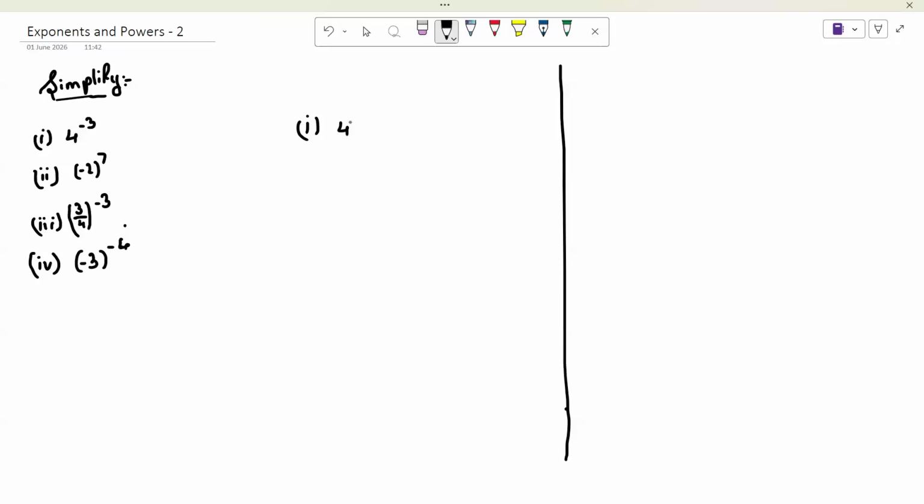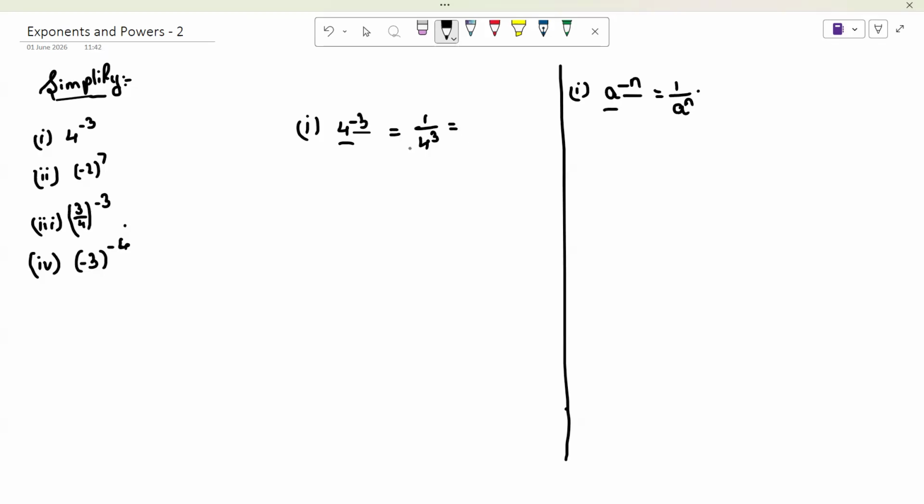4 power minus 3. Here they have asked us to simplify 4 power minus 3. We will be using the negative exponent law: a power minus n will give you 1 by a power n. A is the base, minus n is the negative exponent. 4 is the base, minus 3 is the negative exponent in our first question. So 4 power minus 3 is equal to 1 by 4 power 3.